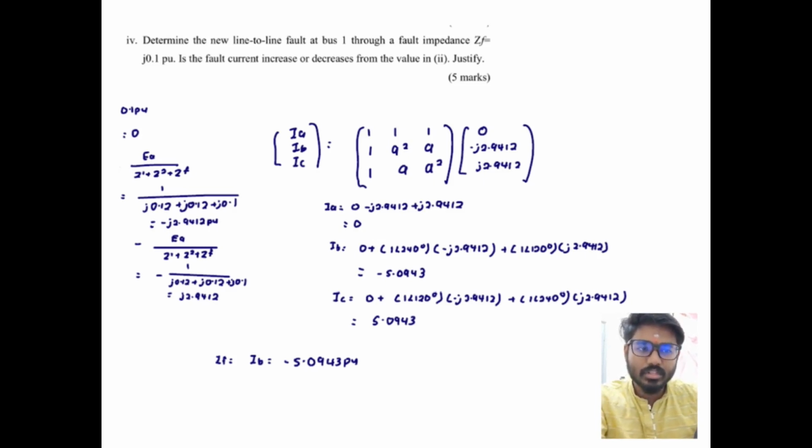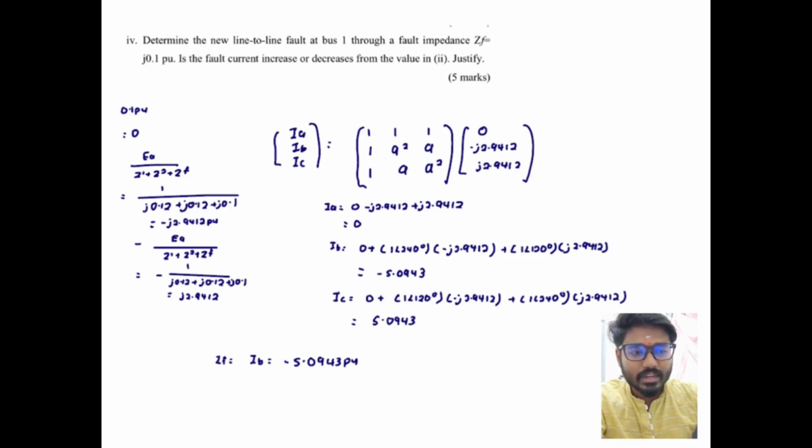From the given ZF, which is J0.1 per unit, we can already calculate IA0, IA1 and IA2 with the formulas as shown in these slides. With the values that we obtain for IA1 and IA2, which is negative J2.9412 per unit for IA1, and then for IA2 J2.9412, we can insert them in the matrix in order to find IA, IB and IC.